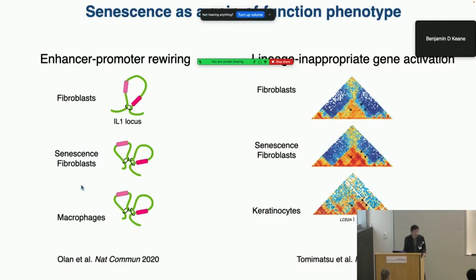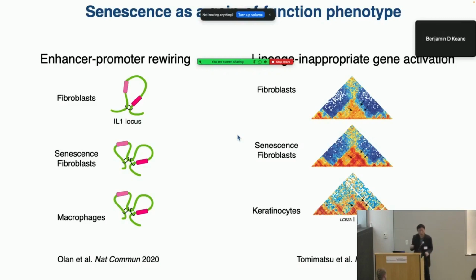But in senescent cells, without any extra stimulus, if you look at the IL-1 locus, it looks like a macrophage, a professional cell, right? This kind of functional shift seems to be happening here. In senescence, you see massive rewiring of enhancer promoter. But this is still a euchromatic area, right?